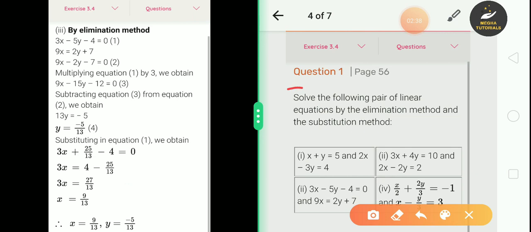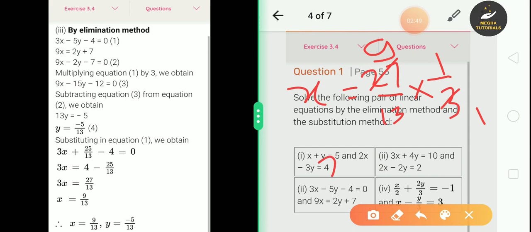Further, you can write x is equal to 27 upon 13 into 1 upon 3. 3 will transpose to the right hand side. Then 3 1s are 3 and 3 9s are 27. So x is equal to 9 upon 13. So therefore the values of x and y are 9 upon 13 and minus 5 upon 13.